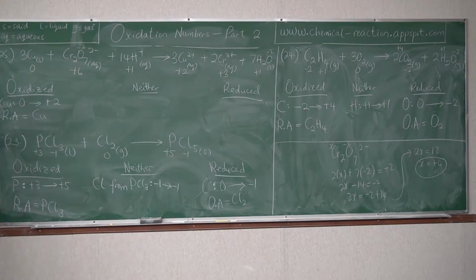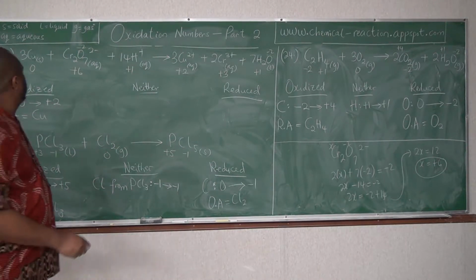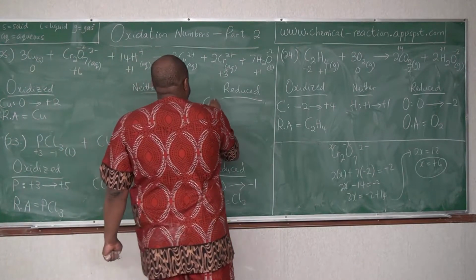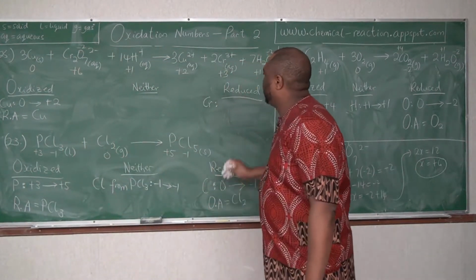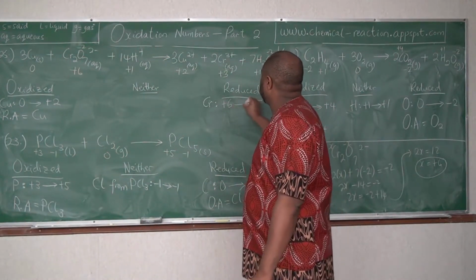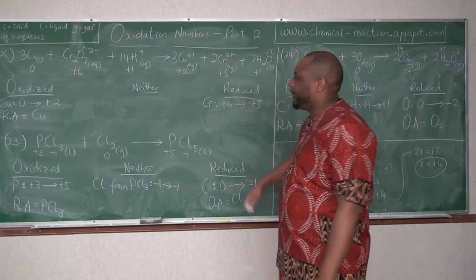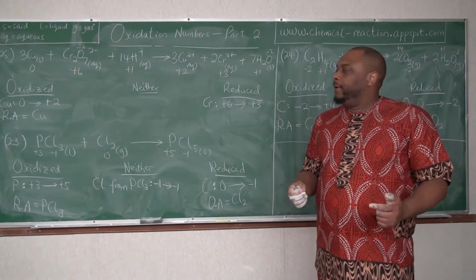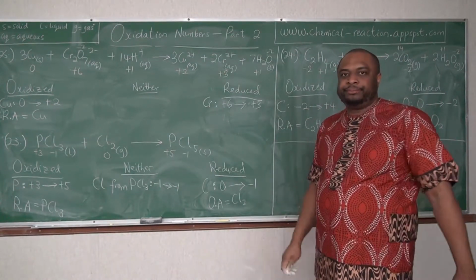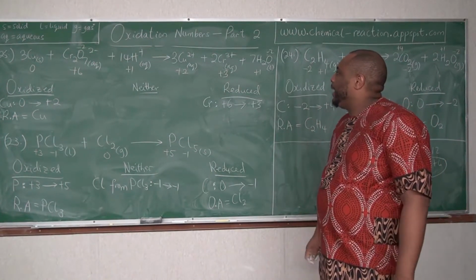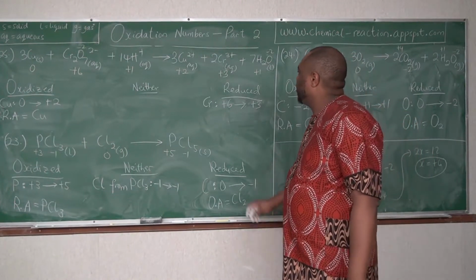Reduced was chromium. Chromium atom from +6 to +3. That's reduction. And who is the oxidizing agent?